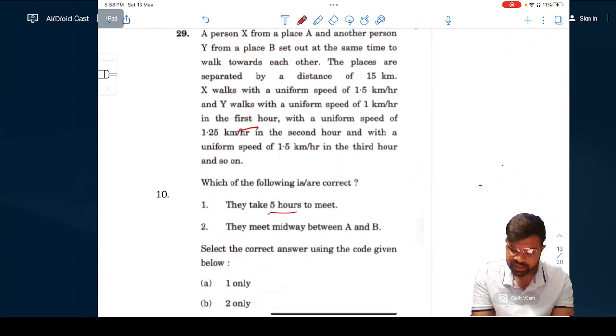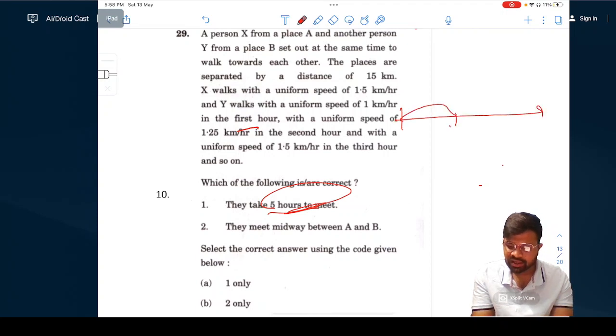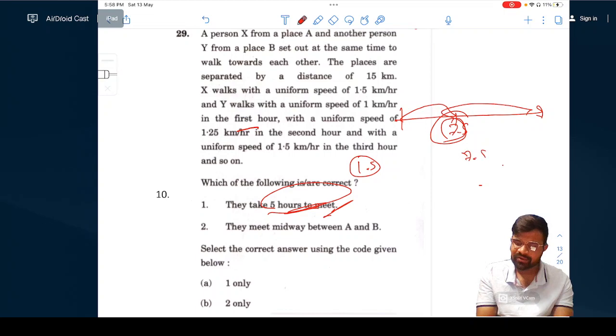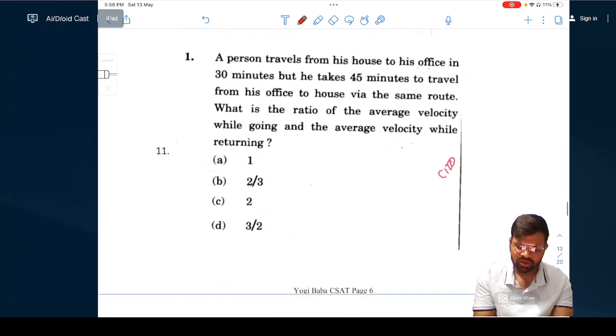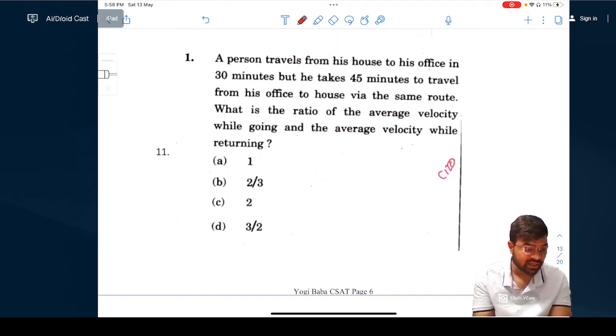Again, seeing the first statement, we will track the 5 hour journey. So in a 5 hour journey he will reach 7.5, as he is moving at a speed of 1.5, 5 into 1.5, so 7.5. Again the same person will also reach 7.5. So this is correct, and this is also midway because 7.5 is equal to 15/2. So both statements are correct. This is your bonus question. I have already discussed that in class also.